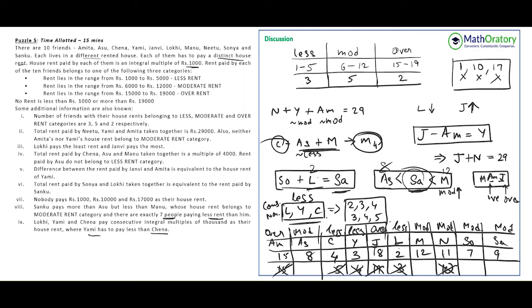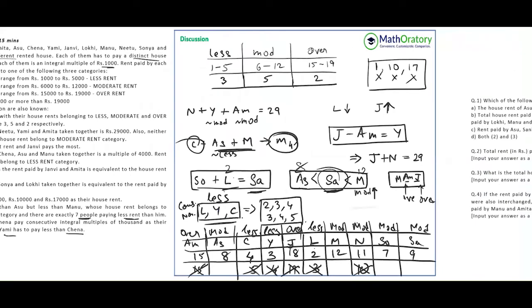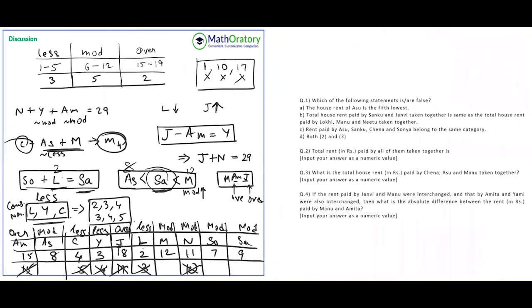Now we can quickly figure out the answers for the question. So let's get into that. Question number 1. Which of the following statements is or are false? The house rent of Asu is the 5th lowest. So we have not done this in order. So let's do it in a different way.